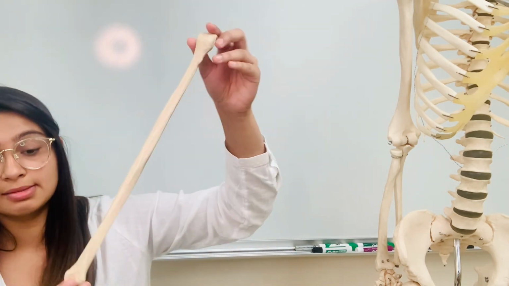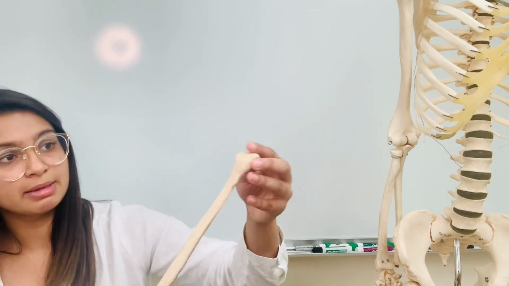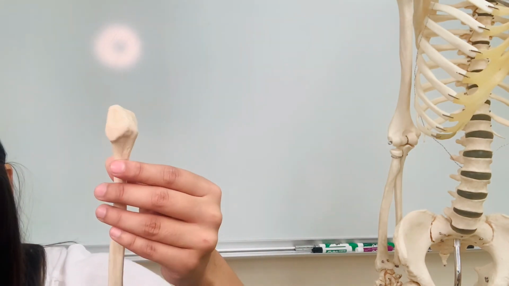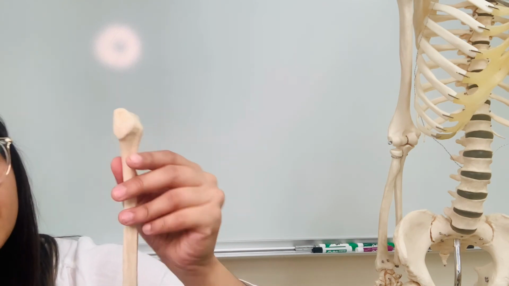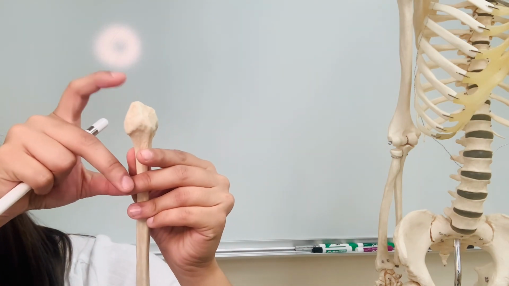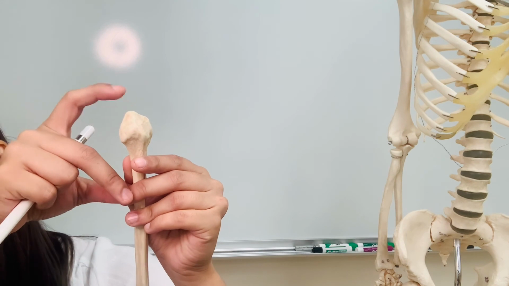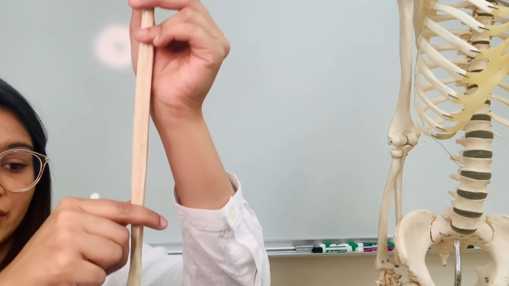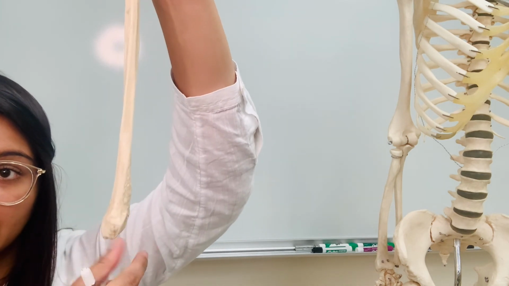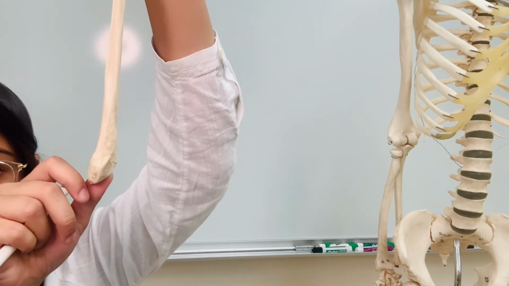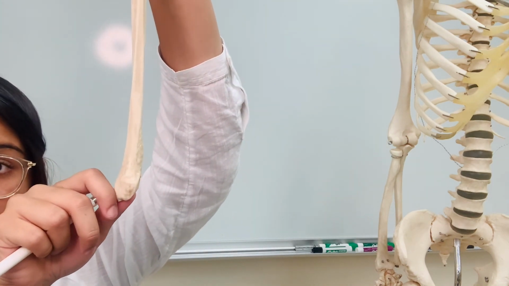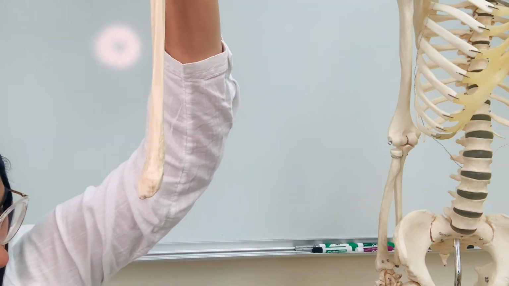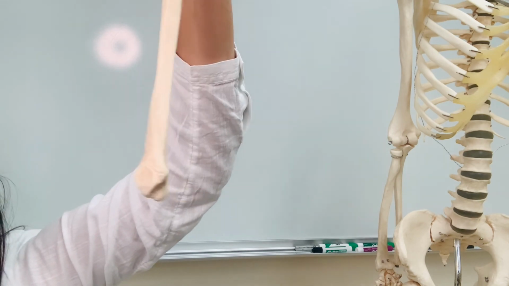It's a lot smaller than your tibia. Here we're looking at the head of your fibula, the head of the fibula. The sharpened point of the head is called the apex of the fibula. And then we have the shaft, and then down here we have our lateral malleolus. Lateral malleolus. So in our tibia we had the medial, and here we have the lateral malleolus.